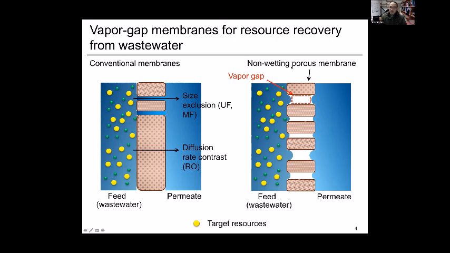When this non-wetting porous membrane, the so-called vapor gap membrane, is immersed in liquid solutions, because of the non-wetting properties, the membrane pores can capture the air bubbles and form a vapor gap. So the liquid cannot penetrate into the pore, so only the gas species can move from one side to the other side, so that the target compounds can be extracted into the permeate solution.